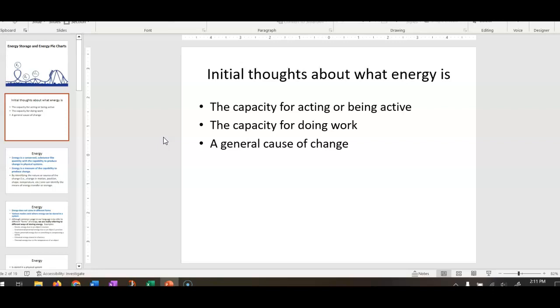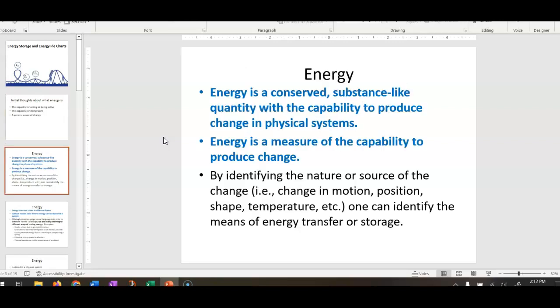If you come to school and you're standing in the junior lobby and then you go upstairs to the biology lab, you do work on yourself, right? You spend energy to take yourself up the steps. So the change is that your height, your position above the earth has changed. And the reason that you were able to change your height is because you had the energy to do that. Okay, so energy is a cause of change.